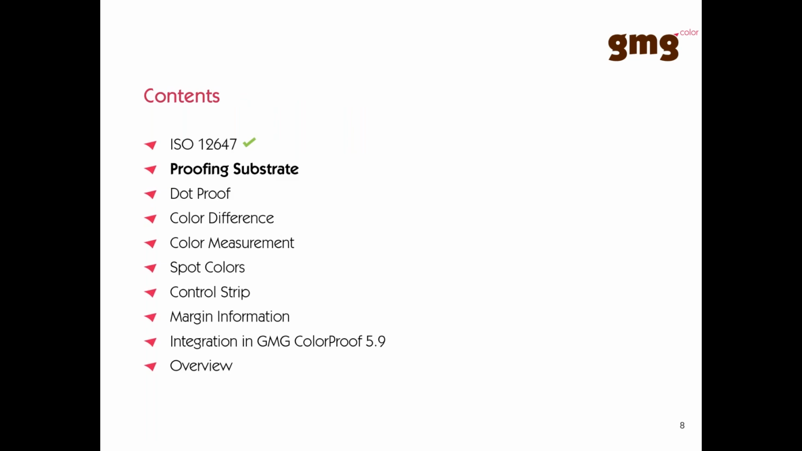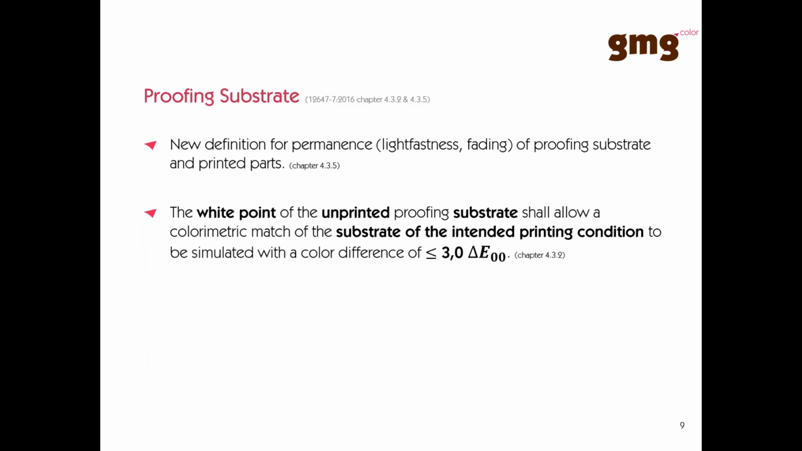So the first topic that is defined in the revision is the proofing substrate. The revision contains a new definition regarding permanence, meaning light fastness and fading, for the substrate itself and also for printed colors on this substrate. There's a need for tolerances and a clear definition that allows the storage of proofs and the usage as a contract proof over a longer period of time, and this is now clearly defined.